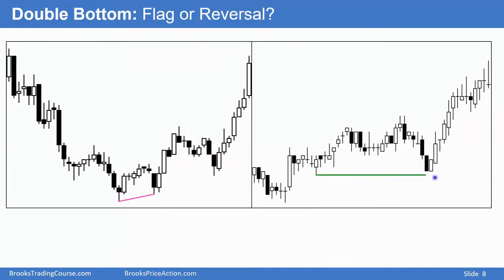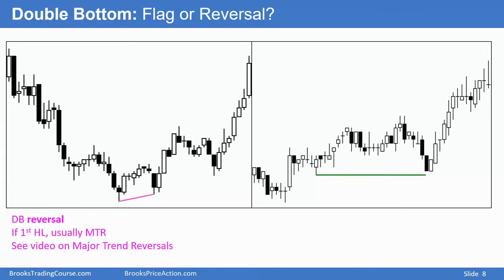Now, we got a double bottom here and a double bottom here. Do you see the difference between the two? Here we have a bear trend and a double bottom. Maybe this is a reversal. It's probably a minor reversal because it's only a few bars down. It turned into a major reversal, but I call this a major trend reversal or a minor trend reversal because we're in a bear trend.